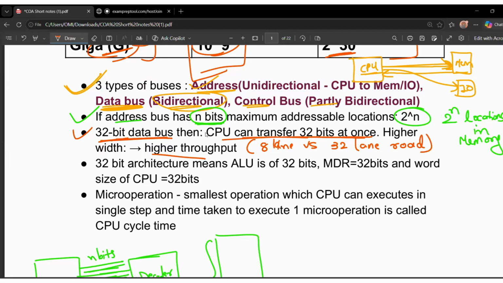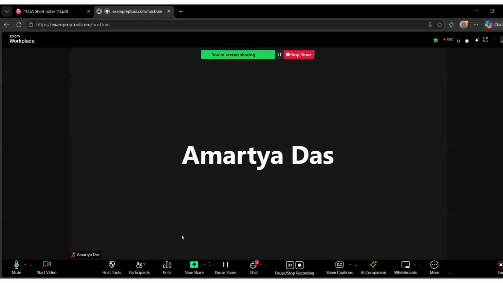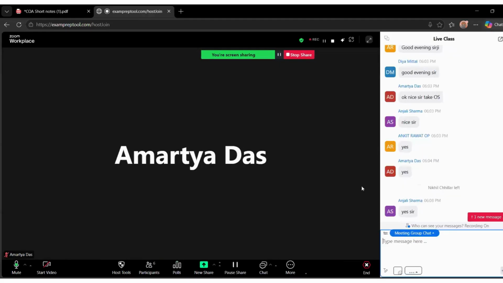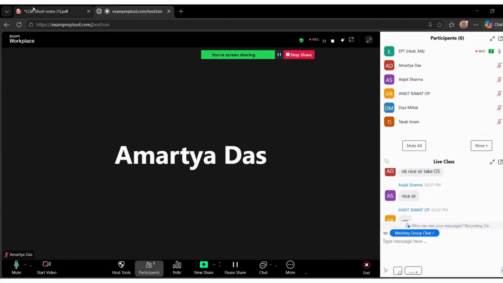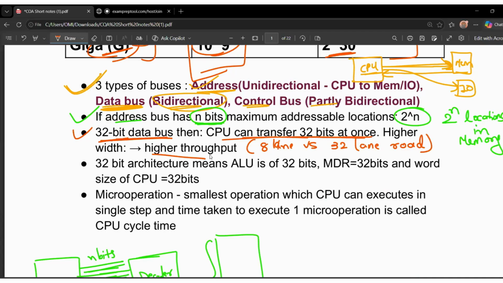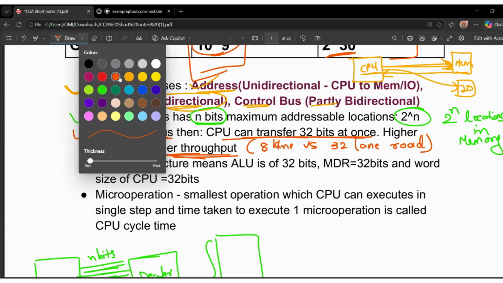Similarly, if you have a higher width, more data can be transferred, which means higher throughput. Higher throughput means that in 1 second we can get the maximum data. All these things we have seen in detail in our lecture.